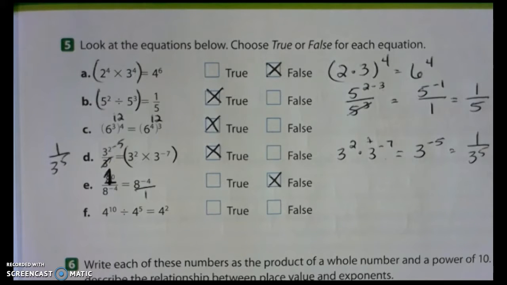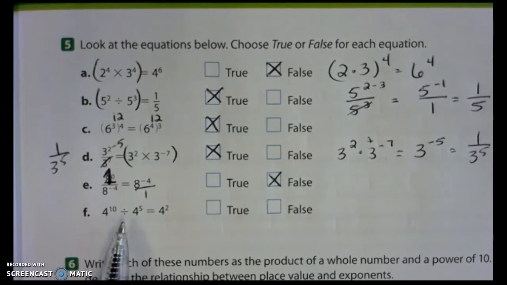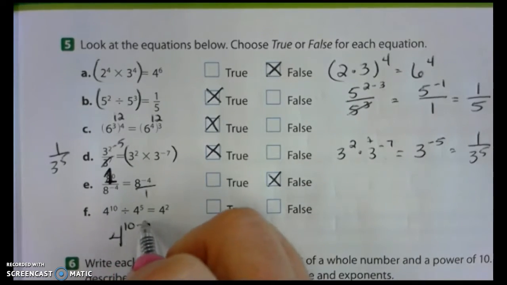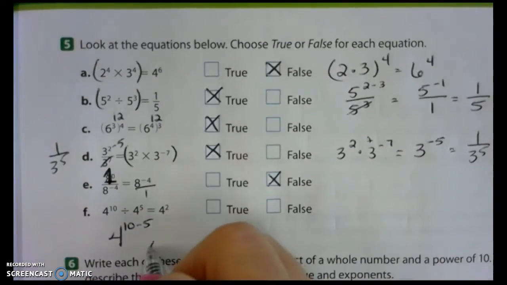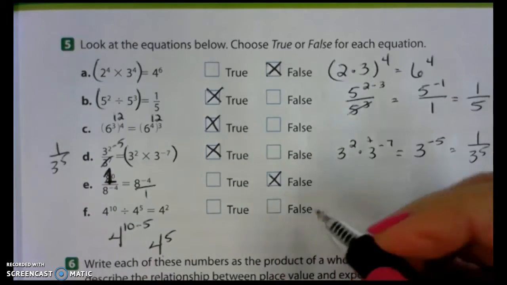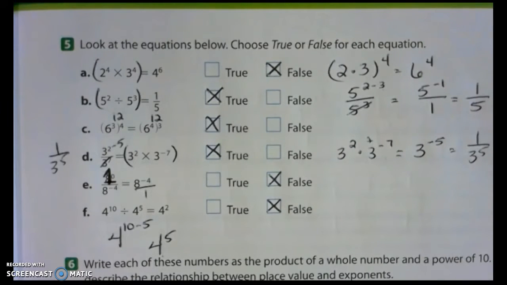On F, 4 to the 10th divided by 4 to the 5th, they want to know, is it equal to 4 squared? This is a quotient rule. Remember, quotient means division, which means we're going to keep the base, subtract the exponents. 10 minus 5 gives me 4 to the 5th. 4 to the 5th is definitely not equal to 4 squared, making this one false.